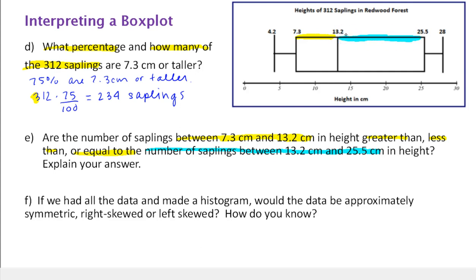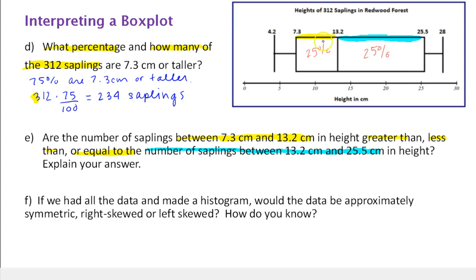Okay. So these are our quartiles, and we know that 25% are between 7.3 and 13.2. 25% are to the left of here. 50% are to the left of 13.2. So this is 25%. Similarly, this is the 50th percentile. 25.5 is the 75th percentile. So there's also 25% in here.